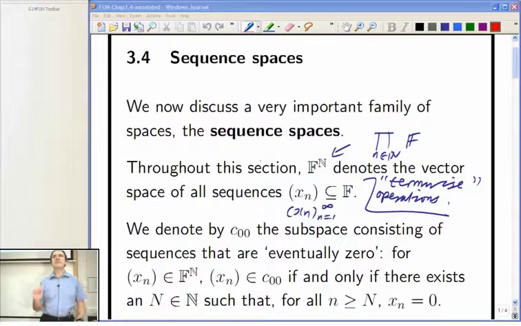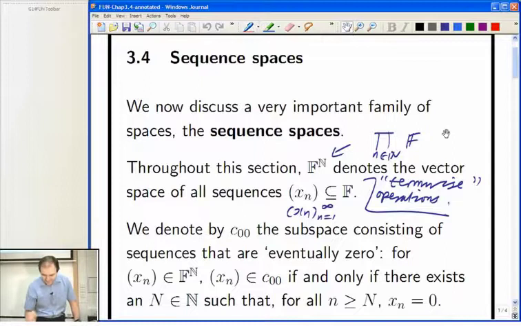Okay, so last time we started on section 3.4 on sequence spaces. So first of all, we were looking at the set of all sequences of elements of our scalar field F, which was F to the power of the natural numbers, which you could also regard as the product over all natural numbers n of a copy of the scalars.